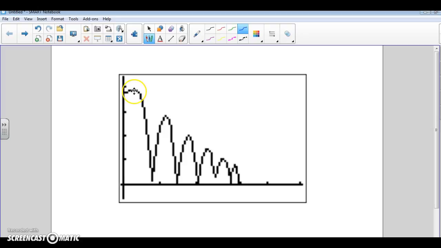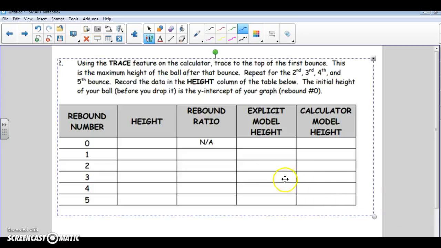So we have the top of the graph here, which is where the ball started. Then it rebounded to this height, to this height, to this height, this height, and this height. And it continues going, but it just couldn't read it anymore based on the height. So what we're going to do is record these heights into the handout that was given to us. So we have our rebound number.